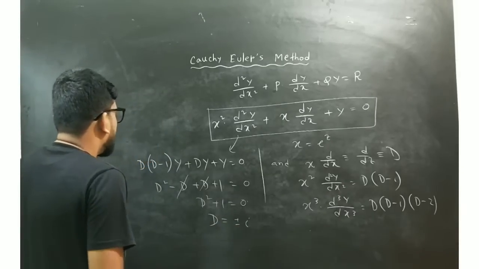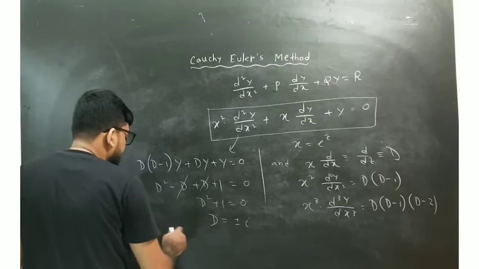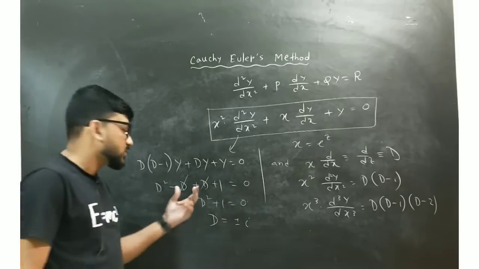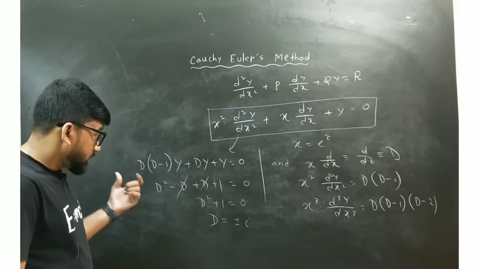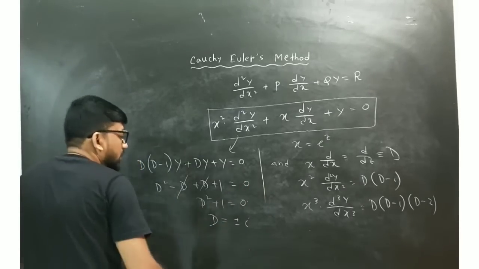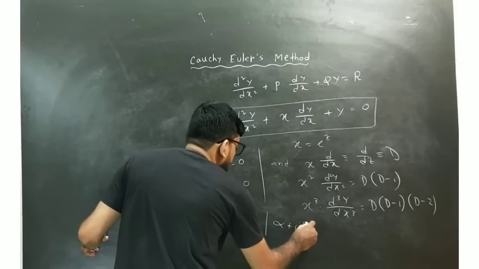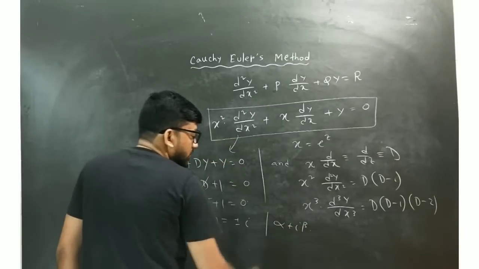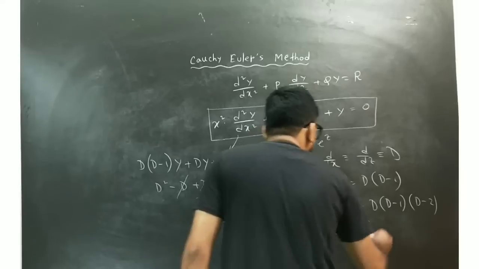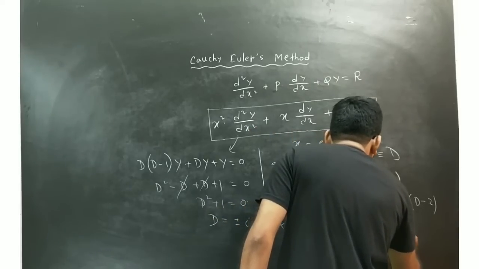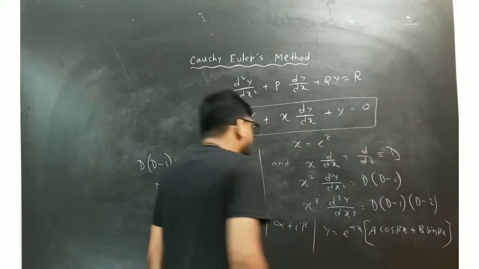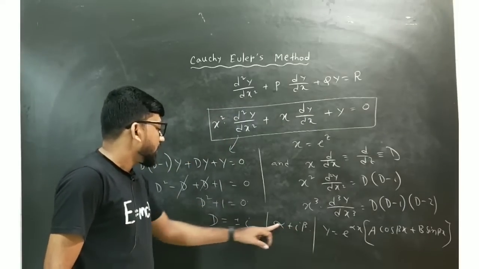So we know the solution for this kind of differential equation. For the root alpha is equal to i beta, we have the solution y is equal to e to the power alpha x into a cos beta x plus b sin beta x. These kinds of solution we have. Here alpha is equal to 0, and you know that beta is equal to 1.